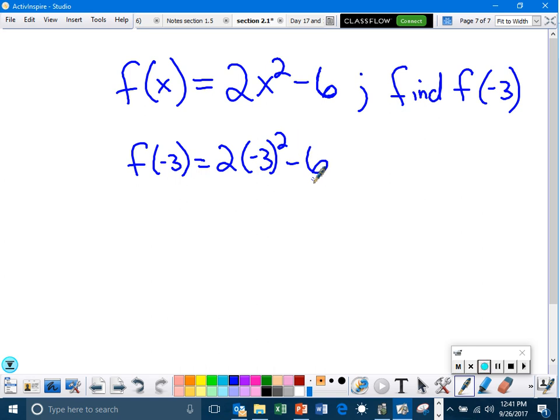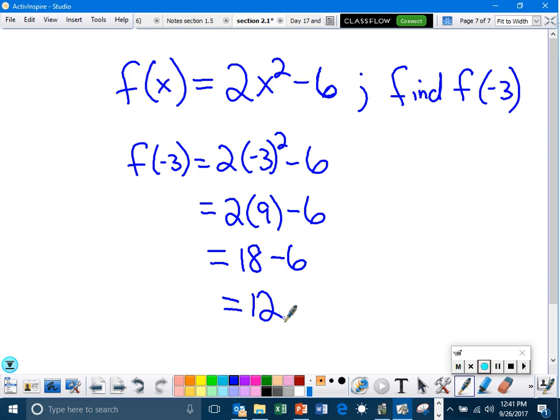Remember, we do order of operations. So the exponent would be first. -3 squared is 9. Okay, then 2 times 9 is 18, minus 6, and we get an output value of 12. So f of -3 equals 12. If I were to write that as an ordered pair, it would be -3, 12.